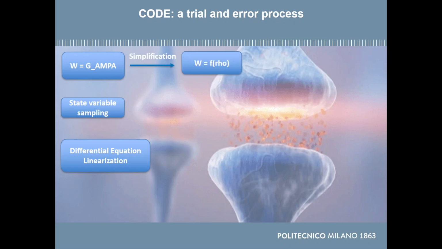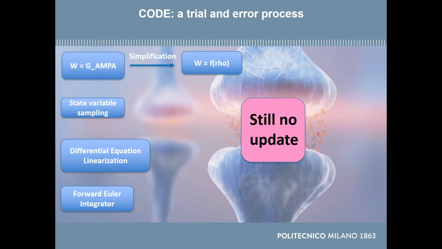To further simplify, we decided to use a synaptic weight directly proportional to the synapse efficiency instead of GAMPA. To control the execution order of normal and differential equations, we tried to manually update the ODEs with a forward Euler integrator. This way, we were able to solve all errors, but the simulator was still not able to compute the update of the state variables for computational limits.